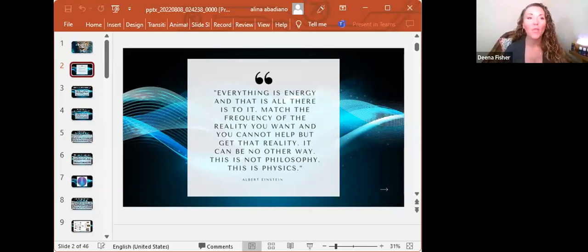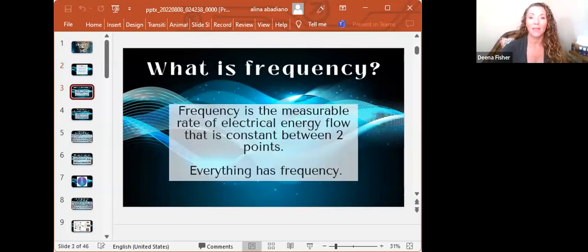So, the state of our health and well-being is directly affected by the frequency of our body, and our frequency is affected by the frequency of the things that we come in contact with. Let's back up a second. What is frequency? Some people still really don't understand the concept. So, just for a definition, frequency is the measurable rate of the electrical energy flow that is constant between two points. So once again, everything has frequency. You, me, the chair you're sitting on, everything. And everything that we come in contact with affects our frequency, affects our energy.